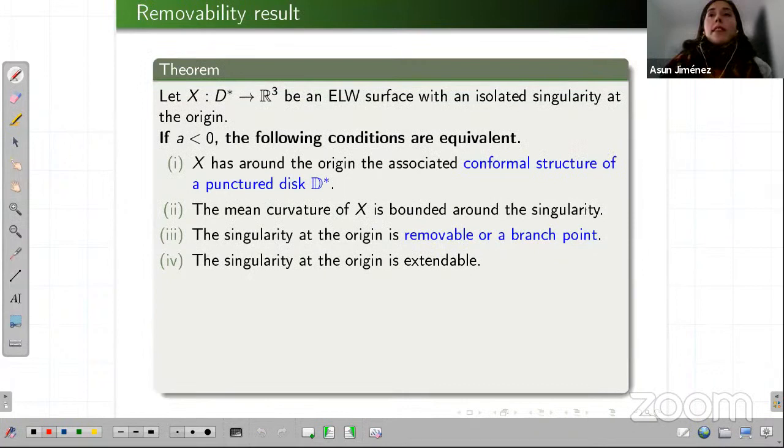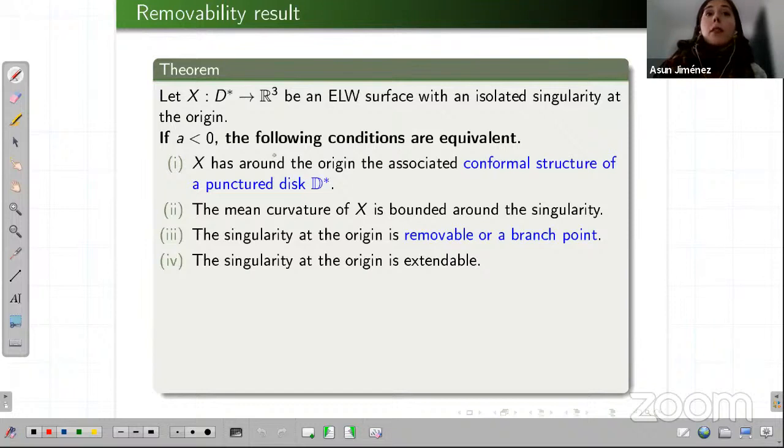Well, why do I emphasize the conformal structure? Why is the conformal structure important in our case? Since it will determine if the singularity is in fact removable or not. Recall that we had two possibilities: either the conformal structure is that of an annulus, or it is that of a punctured disk.